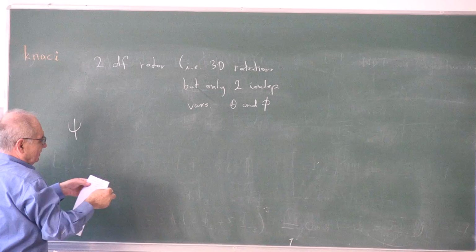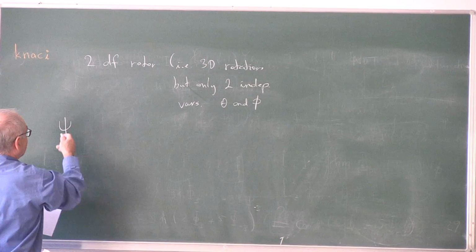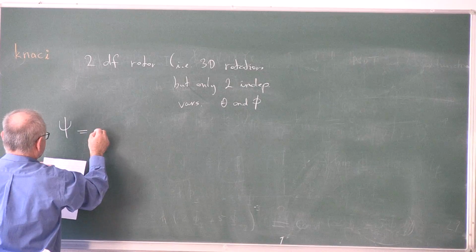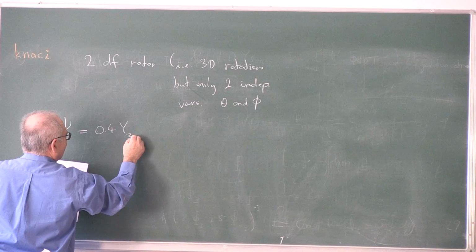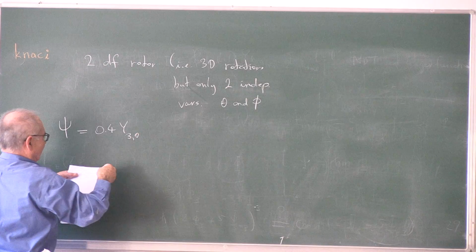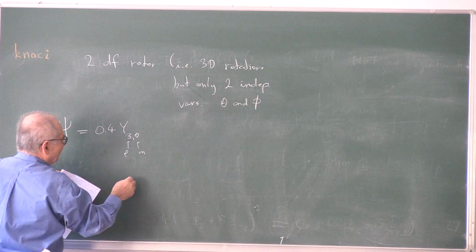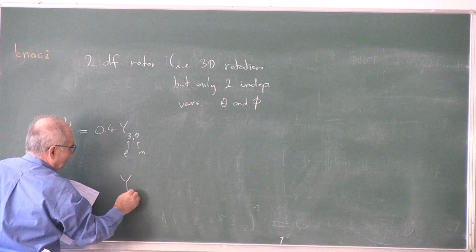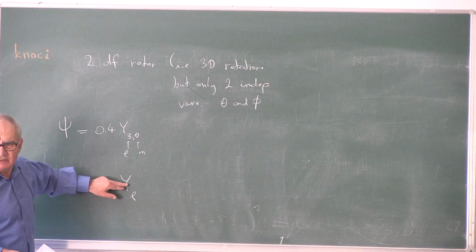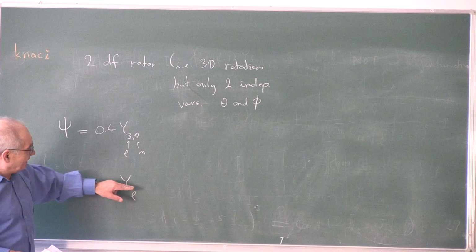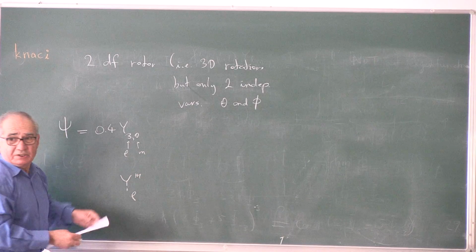It is said that this particle is in a state described by this wave function, which is 0.4 y3. Let us put this. This is L. This is M value. Sometimes the following notation is also used. The L index is written as a subscript, and the second index is written as a superscript. This notation is also used.